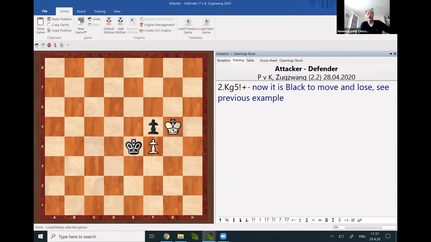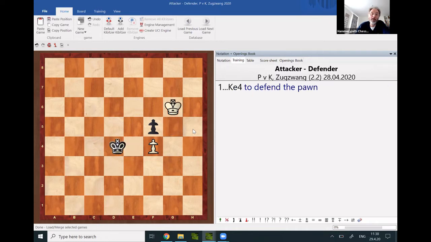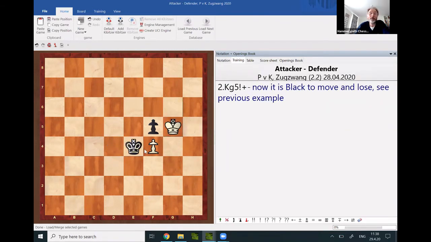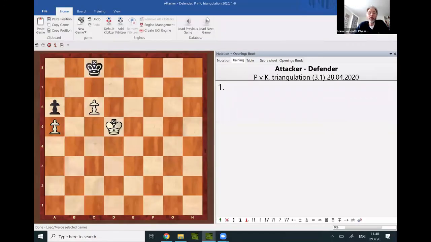And indeed, this is a kind of maneuver which we see in the next example. This was a triangulation maneuver. White goes in a triangle and achieves zugzwang, where now it is black to move and black to lose. 3 more terms to learn. We have already heard about triangulation.